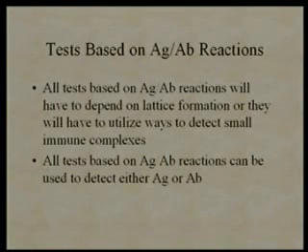All right. A couple of things to keep in mind. All tests based on antigen-antibody reactions are either going to have to depend upon lattice formation, where you find the right ratio of antigen to antibody, or else they're going to have ways to detect those small immune complexes. Those are your only choices: get lattice formation or try to find ways to detect those small immune complexes.